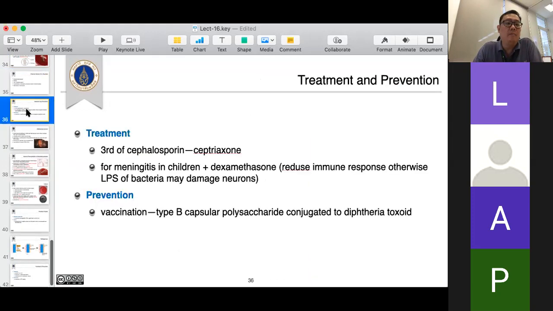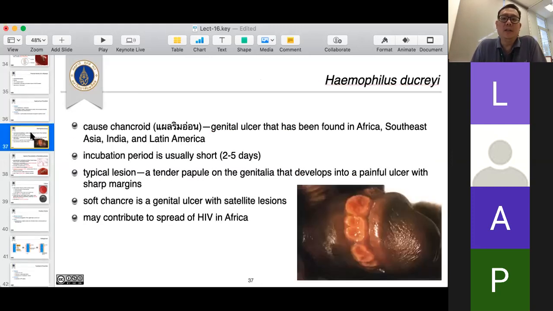I will jump to the treatment. Vaccine. We have the Hib vaccine prepared from type B capsular polysaccharide conjugated with diphtheria toxoid, because diphtheria toxoid is very potent. Okay. Another one is Haemophilus ducreyi, which causes chancroid.